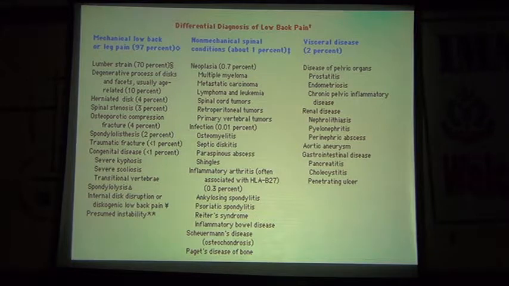Some of the differential diagnoses of low back pain would be mechanical low back pain and non-mechanical conditions or visceral diseases. The mechanical low back pain would be 97% of that. Lumbar strain would be 70%. With lumbar strain, if you take an MRI scan, there won't be any physical cause, but the patient complains of severe back pain. Very famously talked about is the herniated disc, which causes only 4% of back pain. The other causes are very few. Neoplasia is 0.7%, infection is 0.01%, inflammatory arthritis is 0.3%. The mechanical cause would be around 97%, of which lumbar strain alone is 70%. The visceral causes are very, very meager.